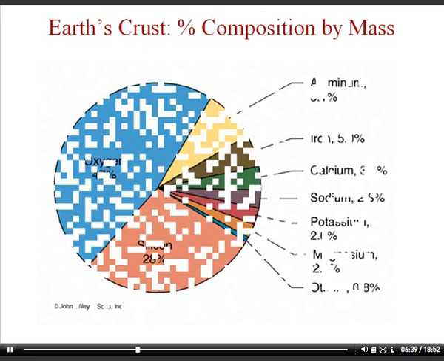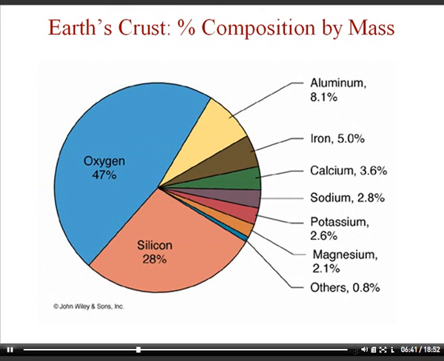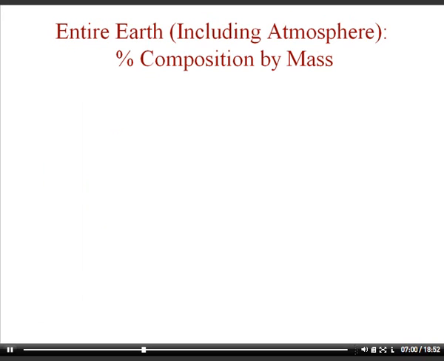On the next slide we have the Earth's crust composition. Most of the Earth's crust is composed of dirt or sand, and sand's formula is silicon dioxide. So there's a very large mass percent of silicon and a very large mass percent of oxygen in the Earth's crust, and the remaining elements are shown: aluminum, iron, calcium, sodium, potassium, magnesium, and then some other trace elements. But most of it's silicon dioxide.